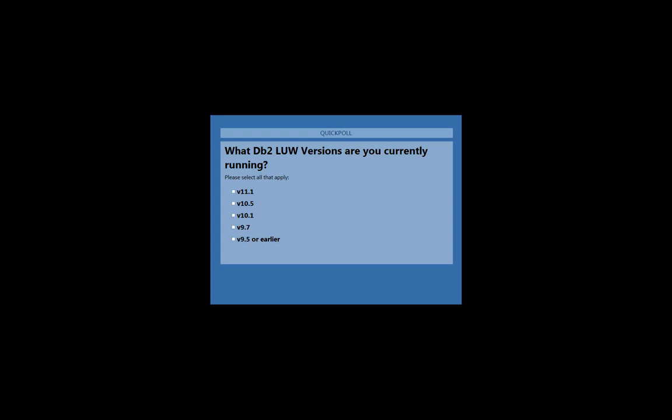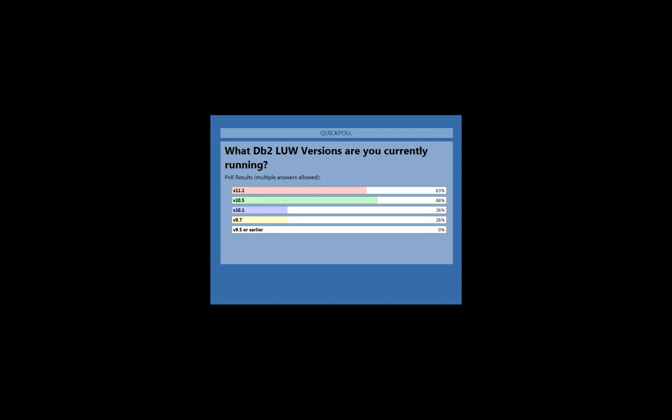What versions of DB2 are you running today, our esteemed, beautiful audience? We're looking for 80% or 30 seconds, whichever comes first. Catch a few more votes from our good-looking holiday festive audience. Going once, going twice. Closing the poll, sharing the results. 10.5 is the winner, 68%, 63% version 11, 26%, 10.1 and 9.7. Giddy up, move along.